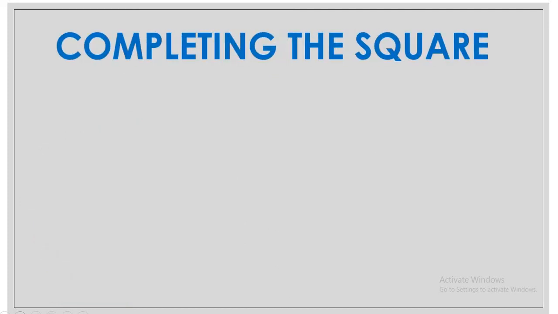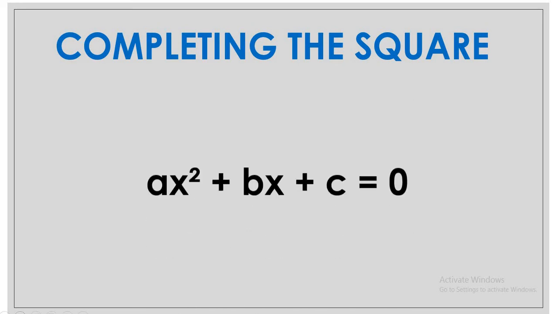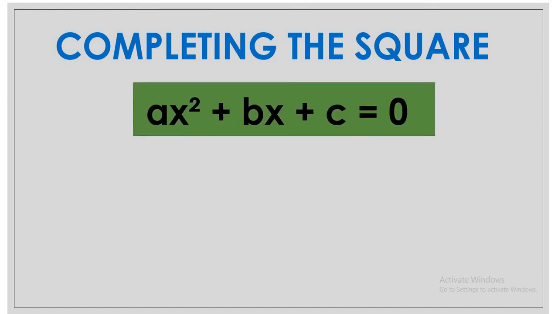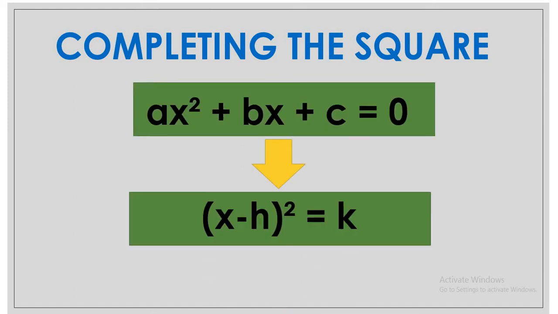Now let's go on to the real topic, which is completing the square, the third method of finding the roots or the solutions of a quadratic equation. The process here is from the standard form ax squared plus bx plus c is equal to 0. We will transform it into quantity x minus h squared is equal to k, where k is greater than or equal to 0, meaning k are positive numbers or equal to 0, no negative numbers.